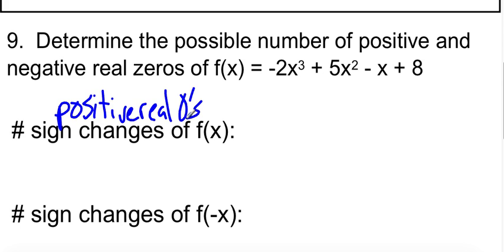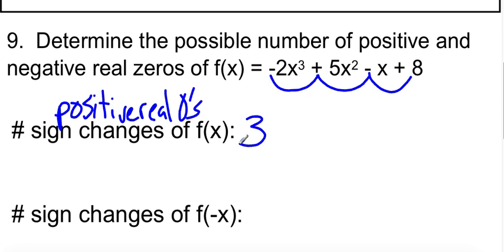What we're going to do is count the number of sign changes, the number of times it changes from negative to positive or positive to negative. So we start with a negative, and then it changes to a positive, so there's one change. Then it goes from positive to negative, there's two changes, and then negative to positive, that's three changes. Does that make sense? Negative to positive, positive to negative, negative to positive. So there were three sign changes, so there might be three positive real zeros.